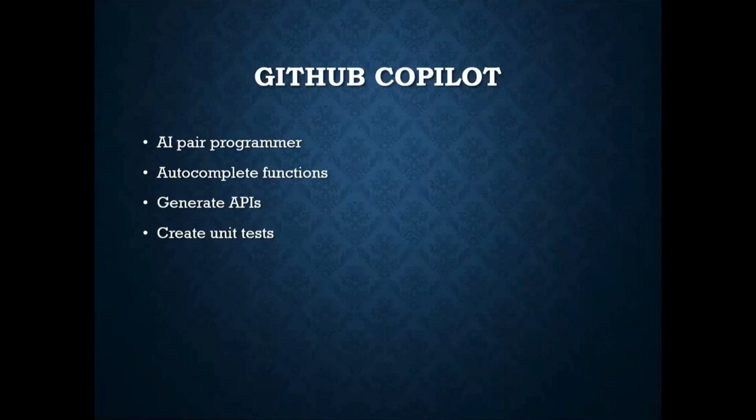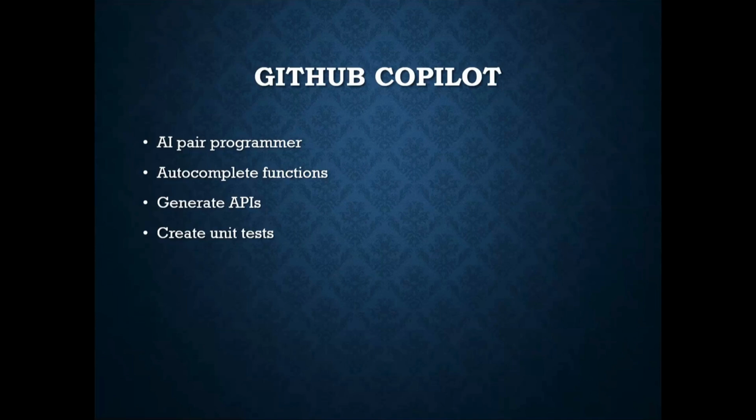So GitHub Copilot. This is one of the AI tools using which we can do the coding, right? Again, this is embedded into our VS Code. Different LLM models are there using which we can do it, right? It has the autocomplete functions also.